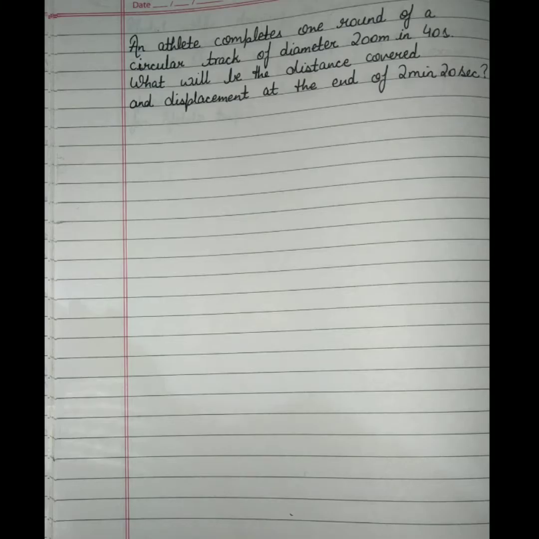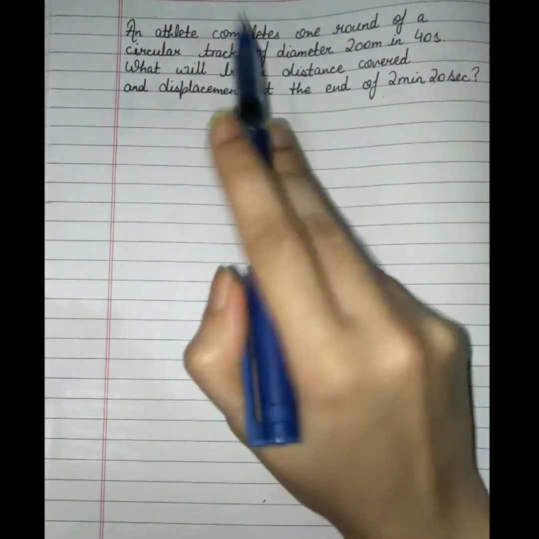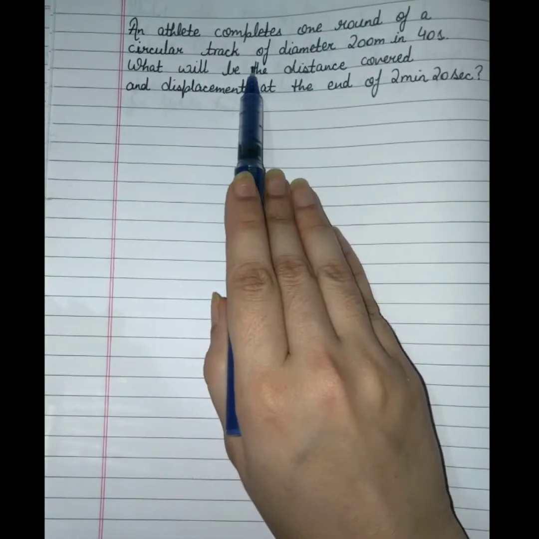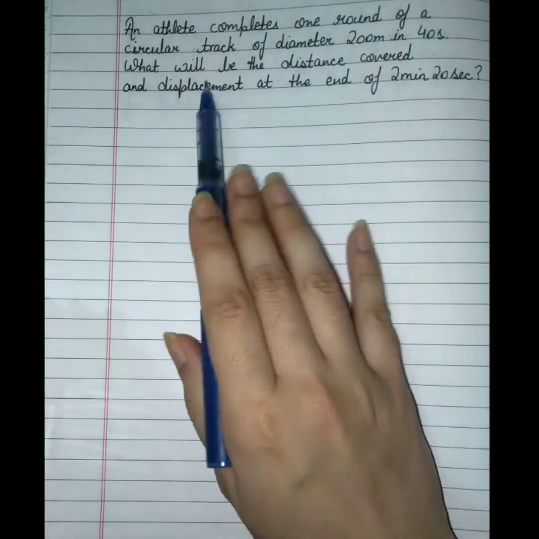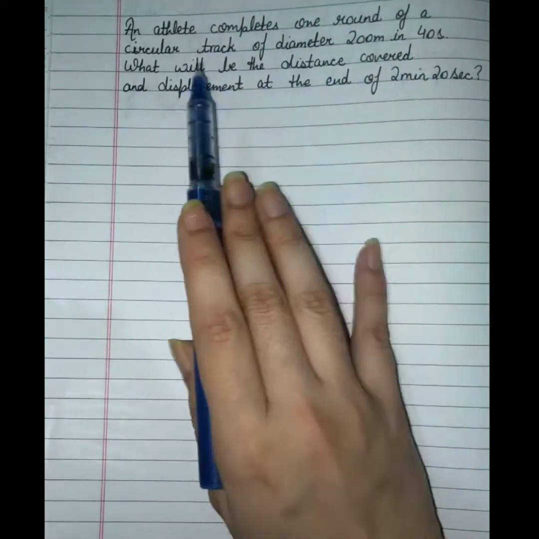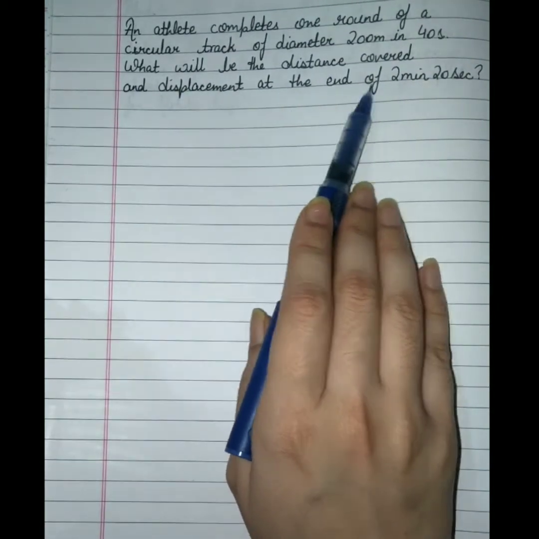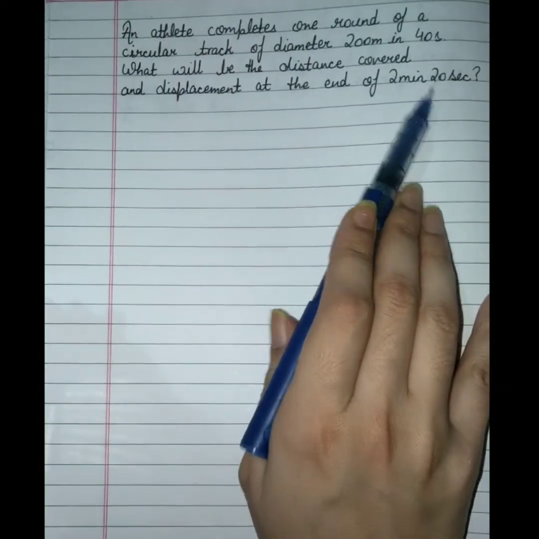In this video, we will be discussing NCERT exercises. What are the important numericals in the NCERT exercises? The first one which we will be dealing with is: when an athlete completes one round of a circular track of diameter 200 meter in 40 seconds, what will be the distance covered and displacement at the end of 2 minutes 20 seconds?